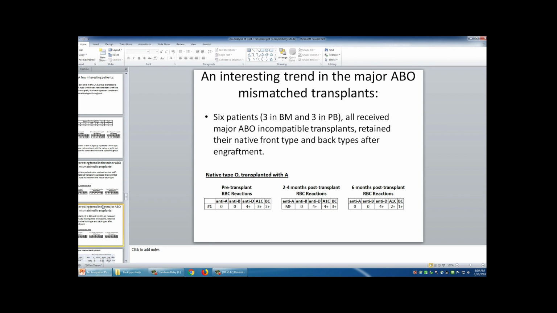Here you're transfusing them, though, in this case, a native type O transplanted with an A, you're giving them O cells, probably O platelets. I think it's usually AB. Usually AB platelets. But if you're giving them O cells, you're giving them type O cells plus whatever small amount of plasma goes with it. That may maintain the back type. Yes, that's correct. I have one more question.